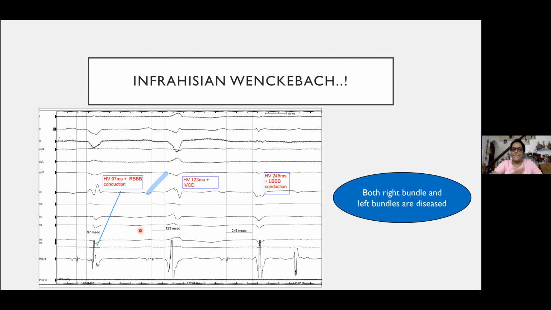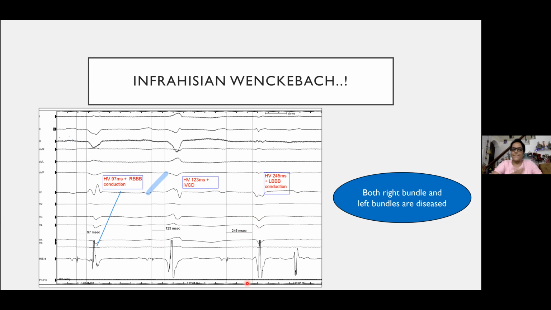And this case is very illustrative of how much diseased conduction system we can have in these patients. So the first beats conduct with a HV of 97 millisecond with the RBBB. The second beat conducts with a HV of 120 millisecond. And now because the right bundle and left bundle delays are coming very close together, we are getting a hybrid RB and left bundle, and we are getting an IVCD and QRS paradoxically slightly narrows, and HV is 123. And then we get a HV of 245 millisecond with a left bundle configuration.